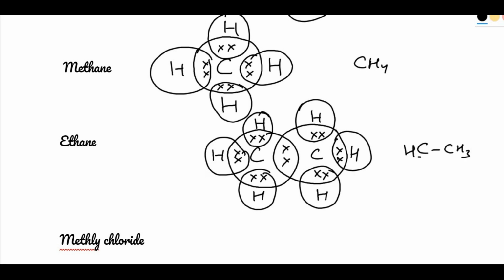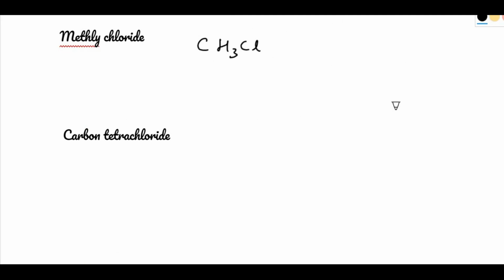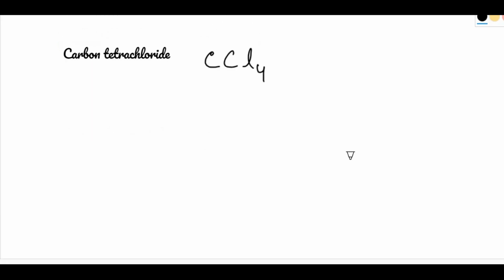CH3, CH3, single bond. Methyl chloride is CH3Cl. So you can do the same thing. Similar kind of structure comes out. This is the CH3Cl. Put all the single bonds, erase the single bonds and put 2 crosses. Carbon tetrachloride is CCl4. That means instead of CH3, remove the 4 hydrogen and put 4 chlorine.